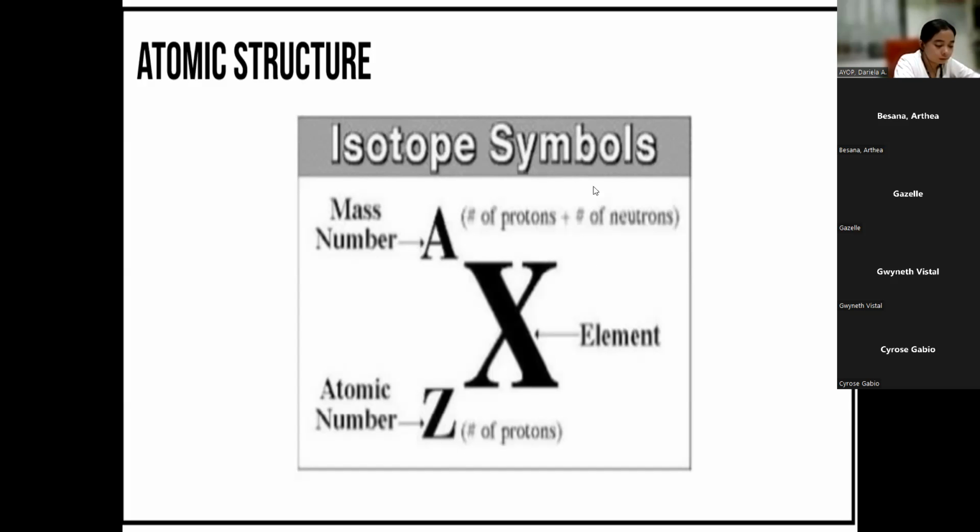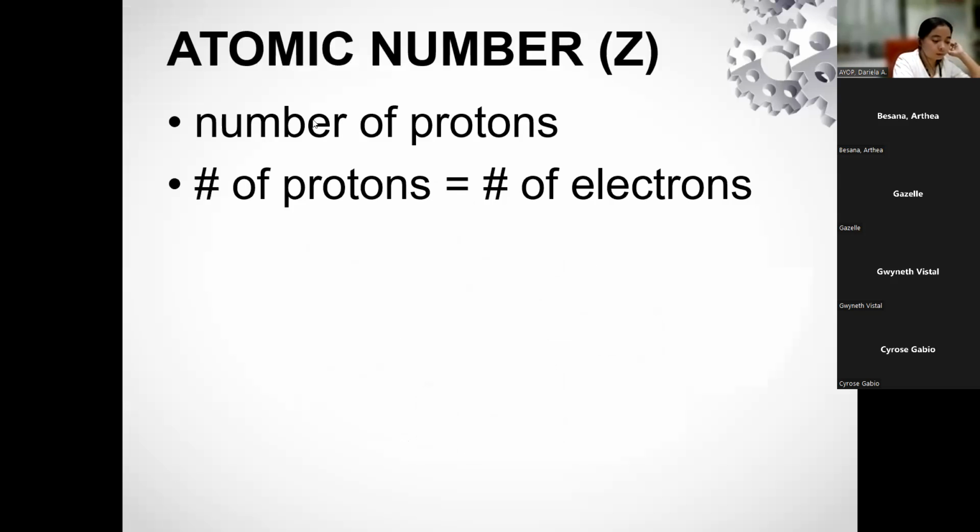Because what it represents is two things, the number of protons and number of neutrons. While the one at the bottom, the atomic number, represents only the number of protons. So our symbol for that is Z. Okay? So again, do not forget, atomic number represents the number of protons. And for our uncharged element, this is always true. The number of protons is always equal to the number of electrons.